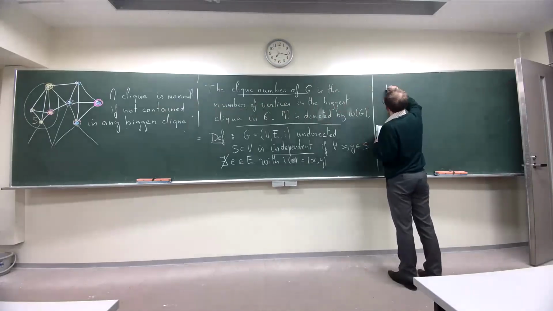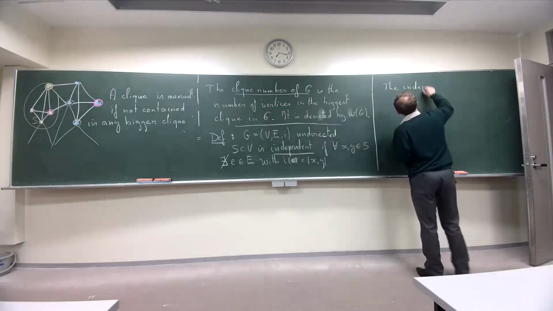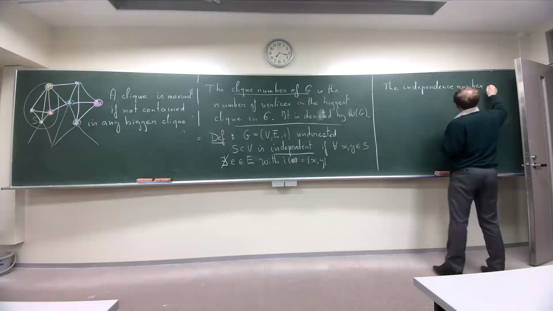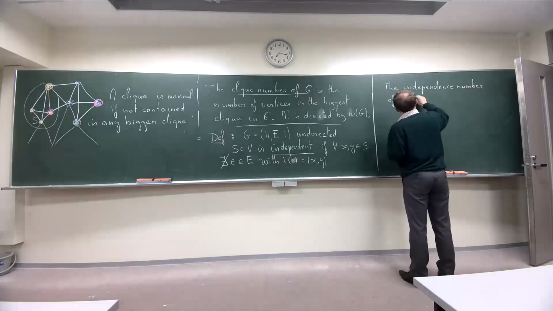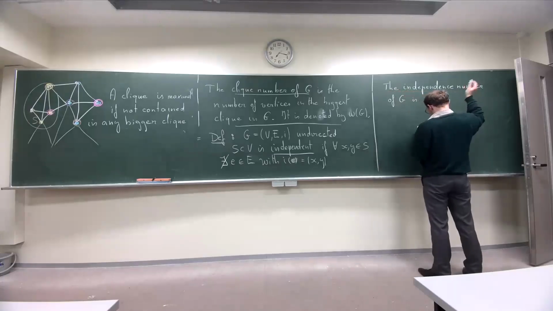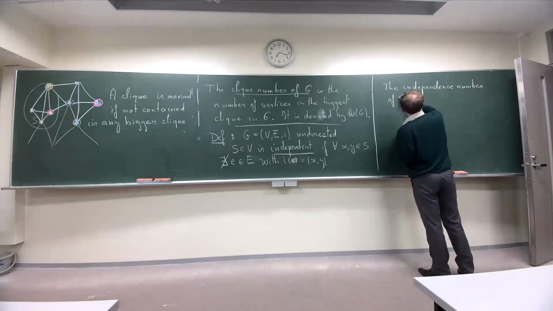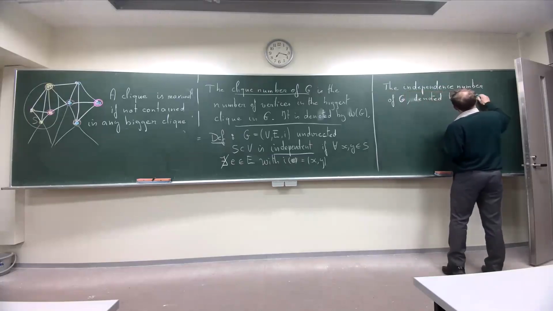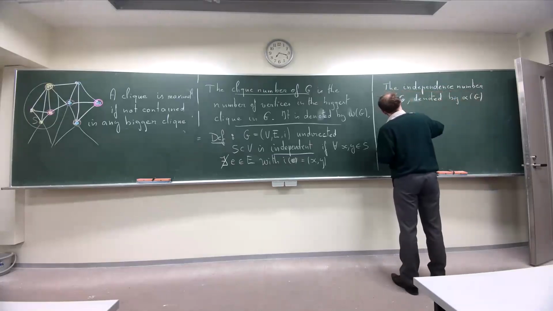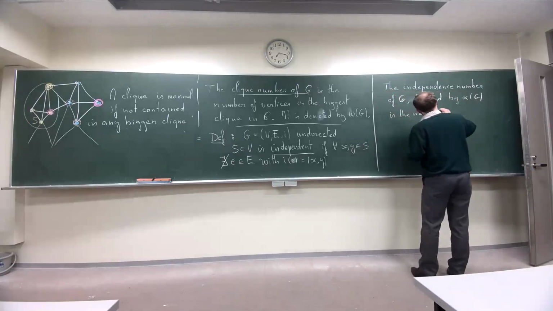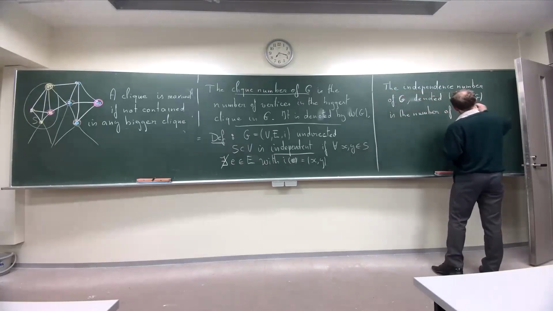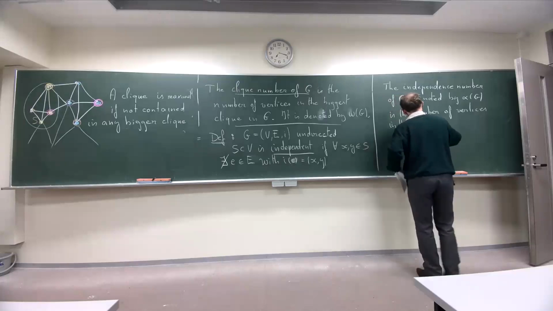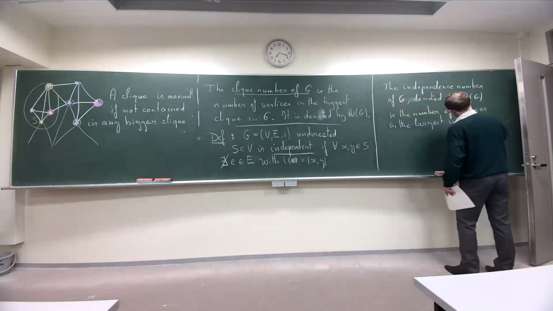Wait, I haven't finished the definition. The independence number of G, denoted by alpha of G, is the number of vertices in the largest independent set. Yes, what is your question?